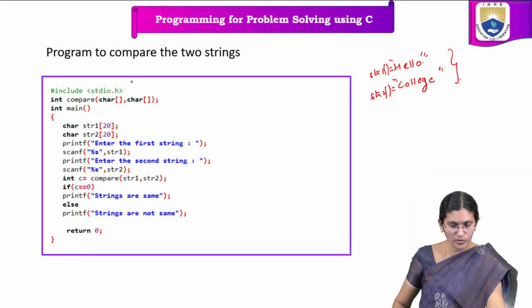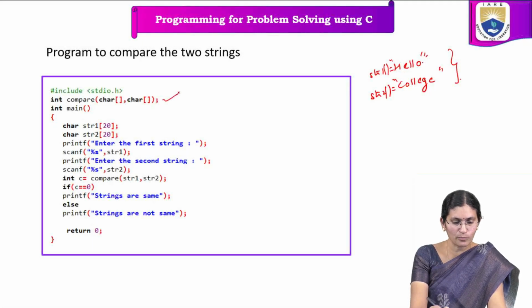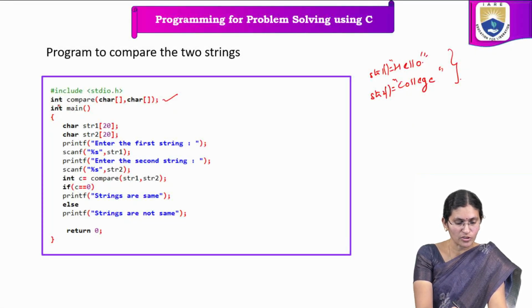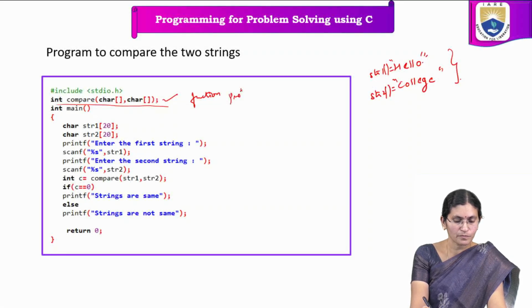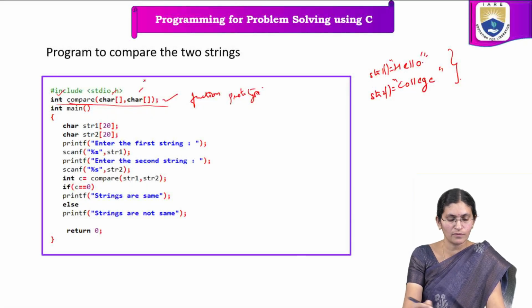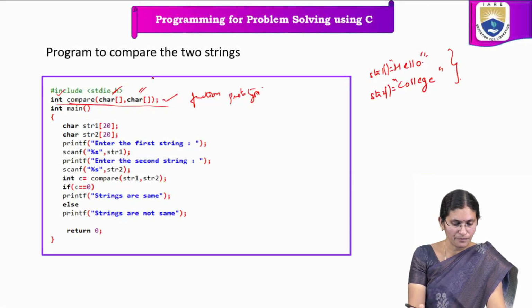For this we have written a user defined function. So this is a prototype of the user defined function. This is a function prototype, and the name of the function is compare. Return type is integer and it takes two parameters of type character array, followed by semicolon. Then in the main function we have declared two strings, that is character arrays of size 20.